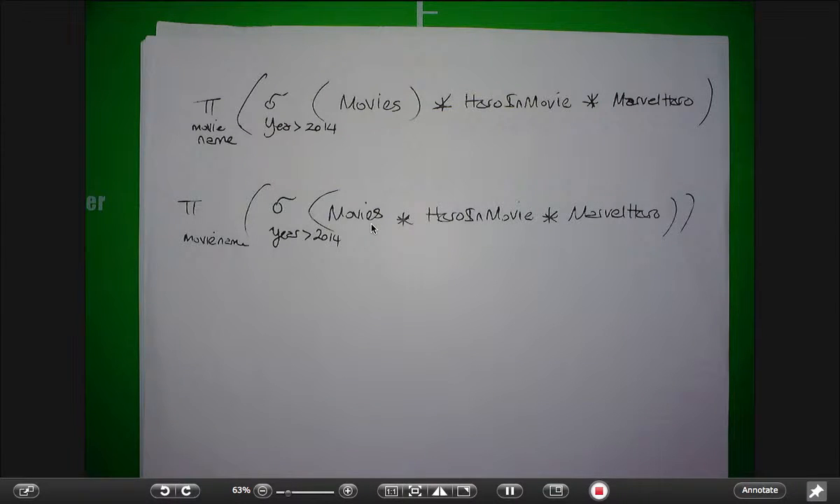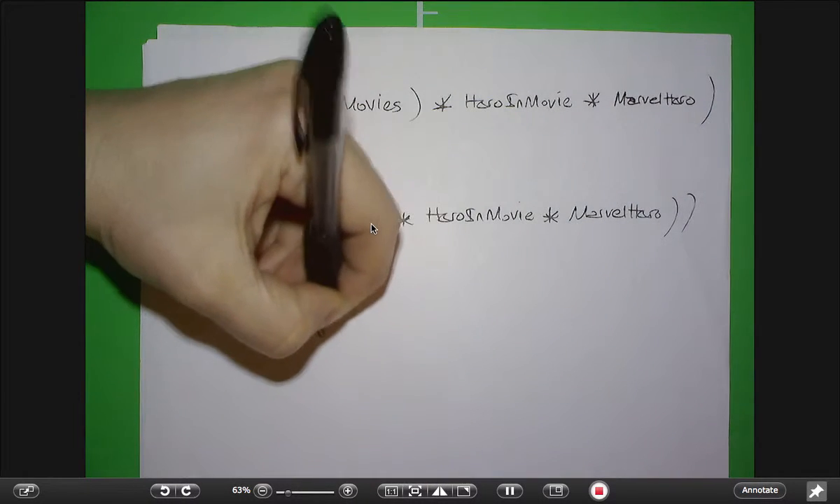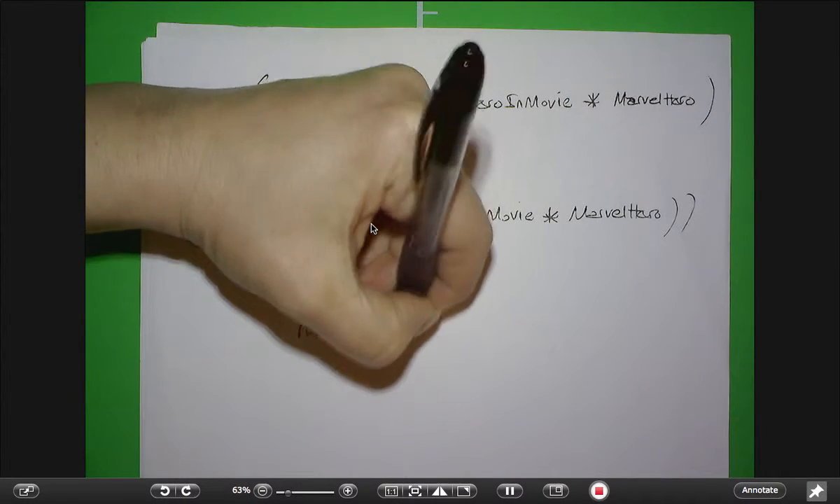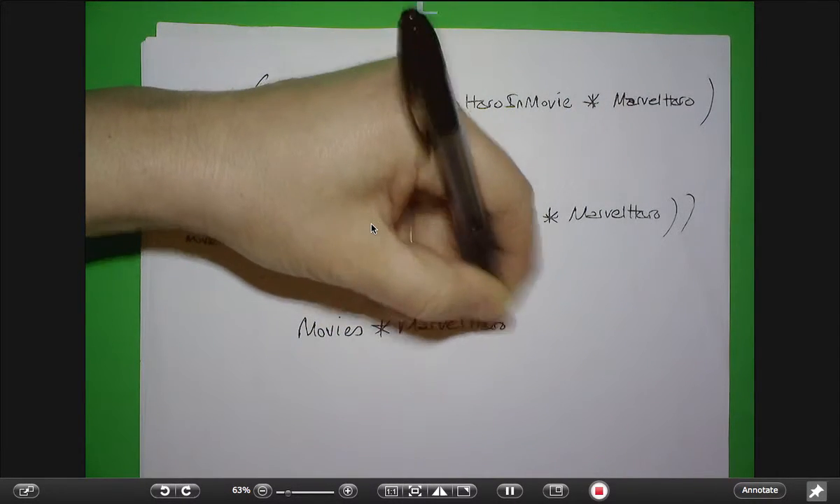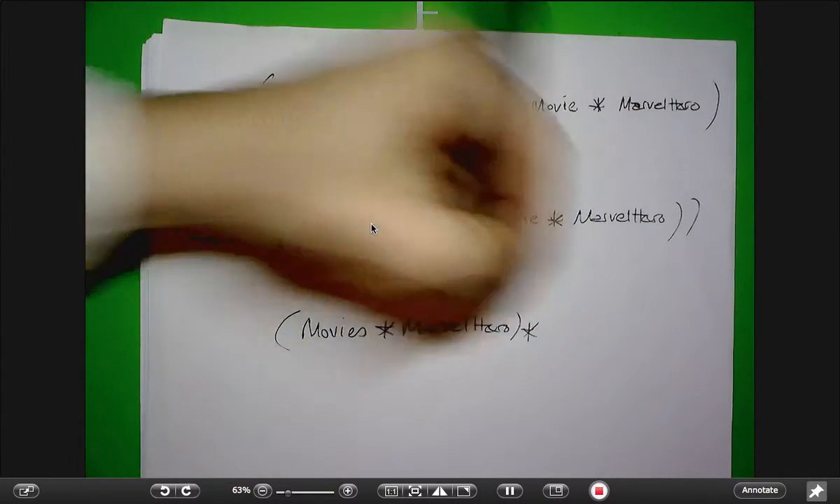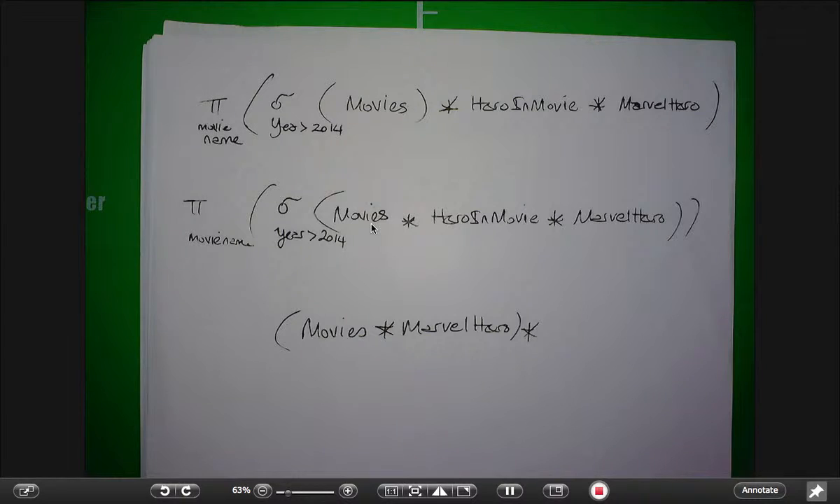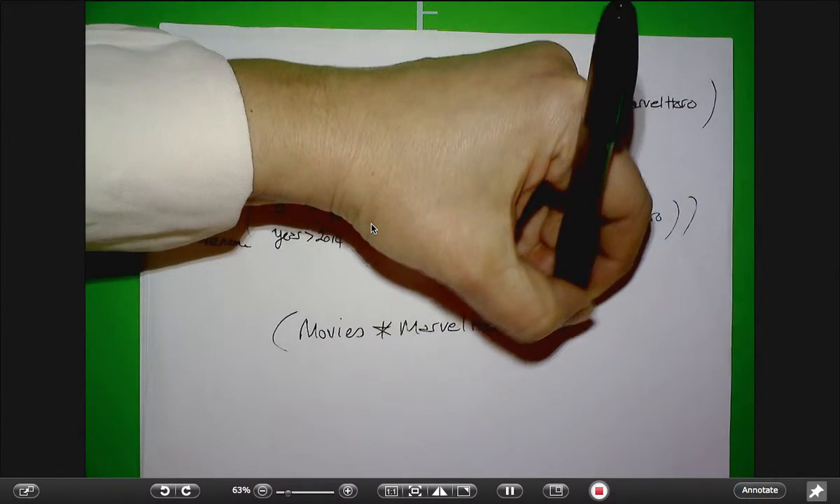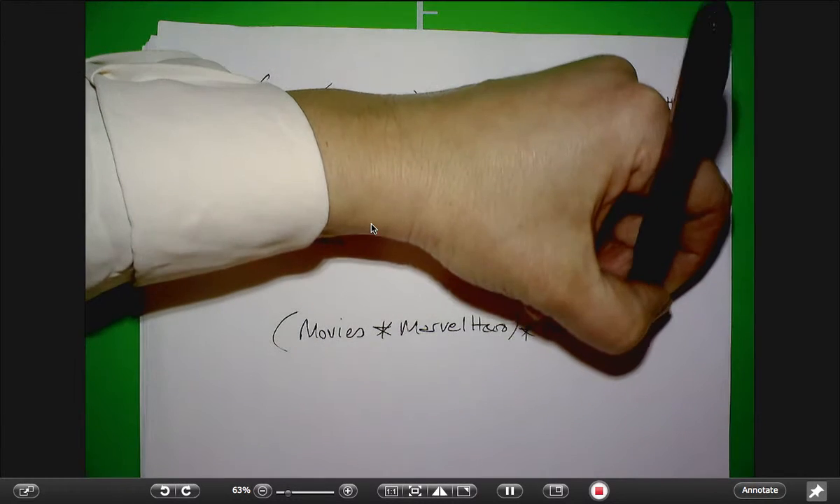There was a question. Yes? In that second query, is it commutative? That is to say, can you put movies, Marvel hero, then hero in movie? Yes, you can write them in any order, right? Because suppose I wrote this: movies, Marvel hero, right? So these have no attributes in common, so what you get is a Cartesian product. But from this Cartesian product, you now have a hero ID and movie ID. When you do another join with hero in movie, you actually get the same relation, right?